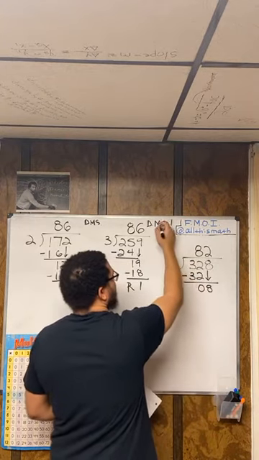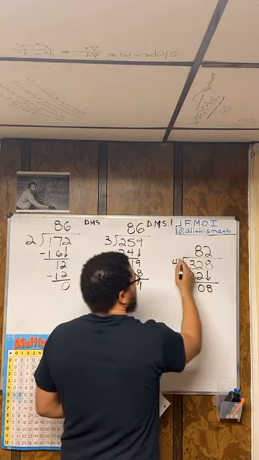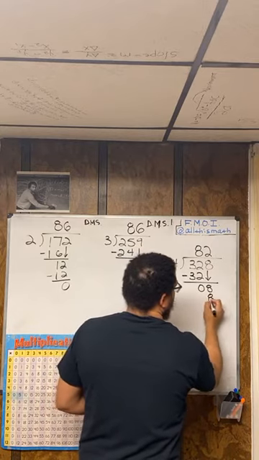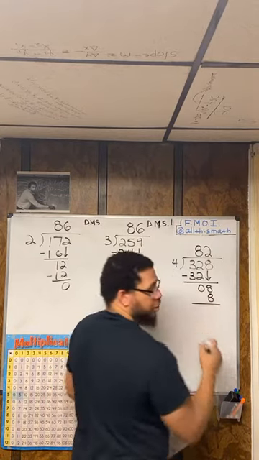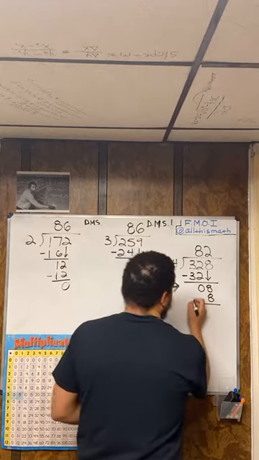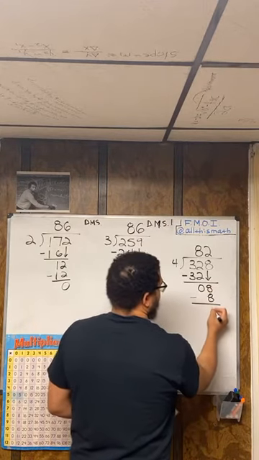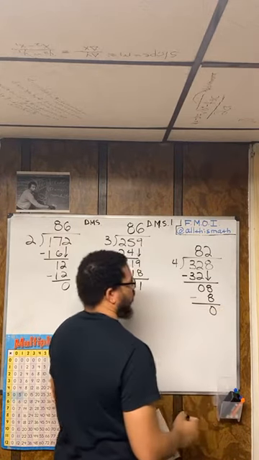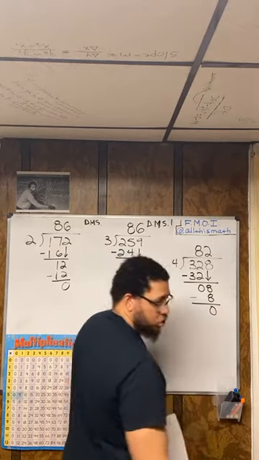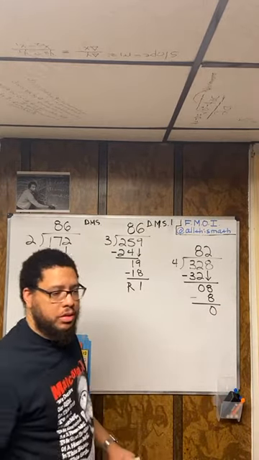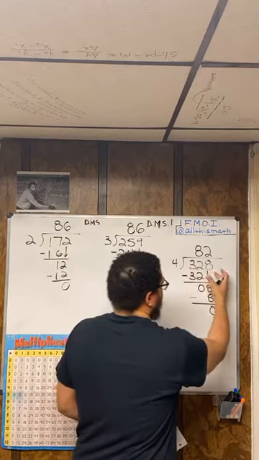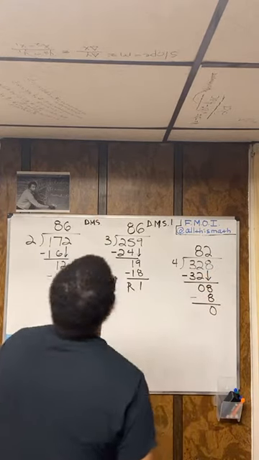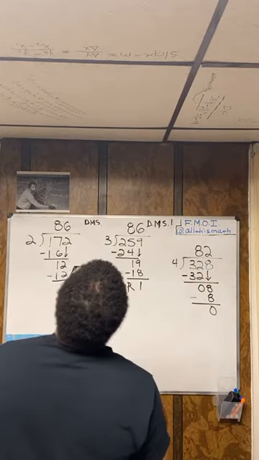Now the next step is multiplication, right? 4 times 2 is 8. So then you write the 8 down here. And now the third step is subtraction. So now 8 minus 8 is 0. So there's no remainder. There's nothing left over. So 4 goes into 328 evenly.